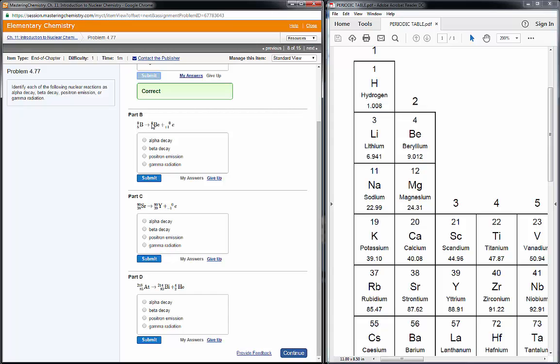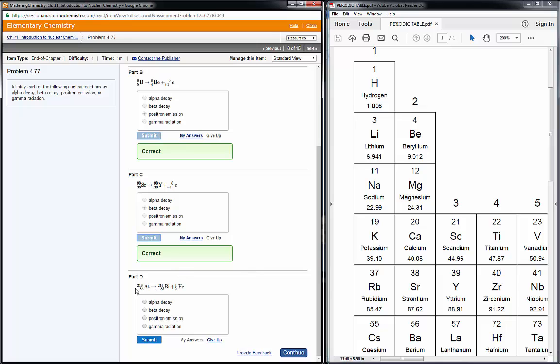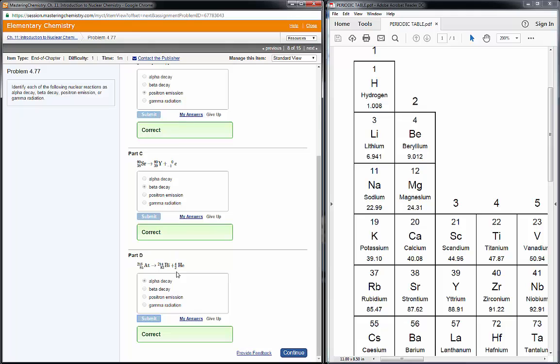Boron 8 decomposes to form beryllium 8, and it loses this 0 positive 1e, that's a positron, so that would be positron emission. Strontium 90 decomposes to form ytterbium 90, and looks like we've got an electron here, which is also known as a beta particle. It's the negative charge, so that would be beta decay. And finally, we've got astatine 218 decomposes to form bismuth 214 and an alpha particle, also a helium nucleus. Those are the same thing. So that's alpha decay. If you can classify these, then you're in good shape.